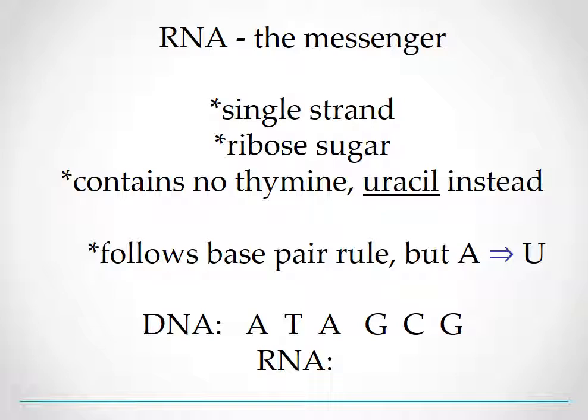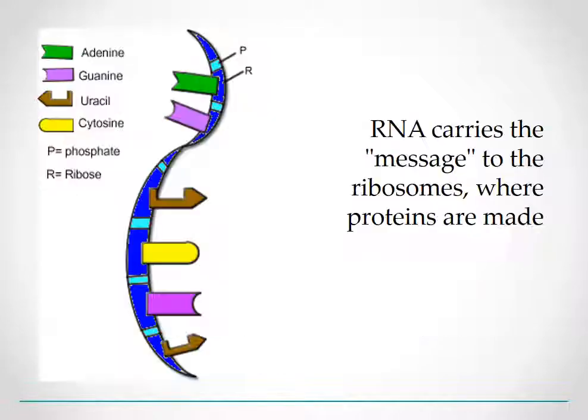Okay, so A matches with U and vice versa. So if we have this DNA strand of A, T, A, C, G, C, G, what would our RNA strand be? It would be U, A, U, C, G, C. So if you look, you'll notice again, this is the messenger, and it's going to carry the message to the ribosomes, which again, ribosomes are where proteins are made.